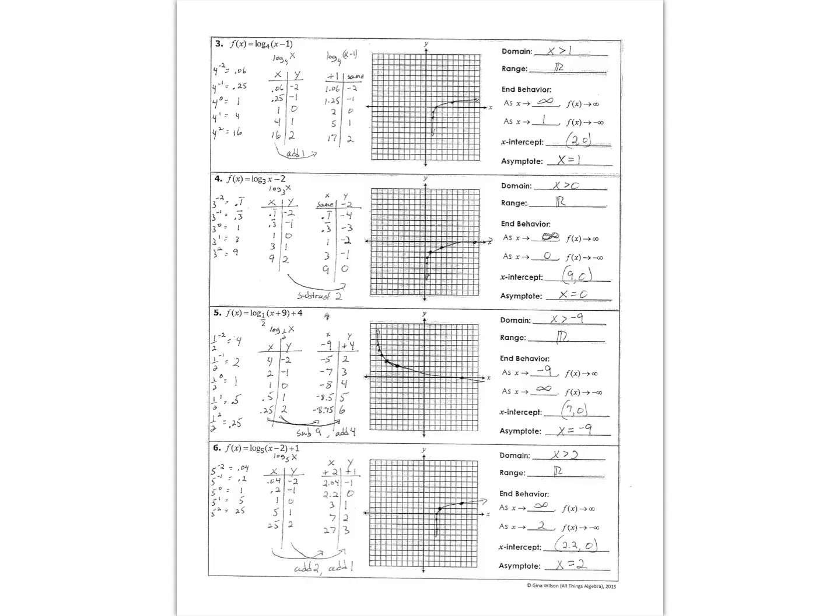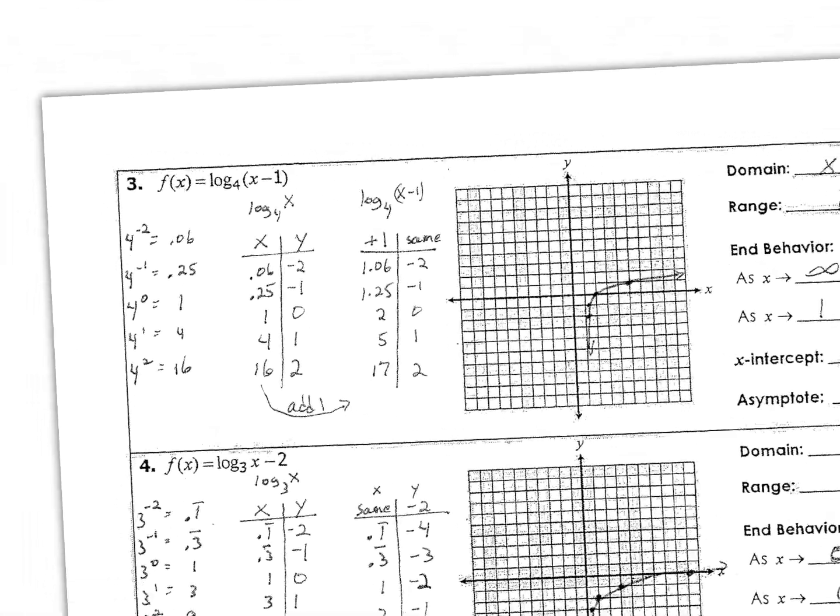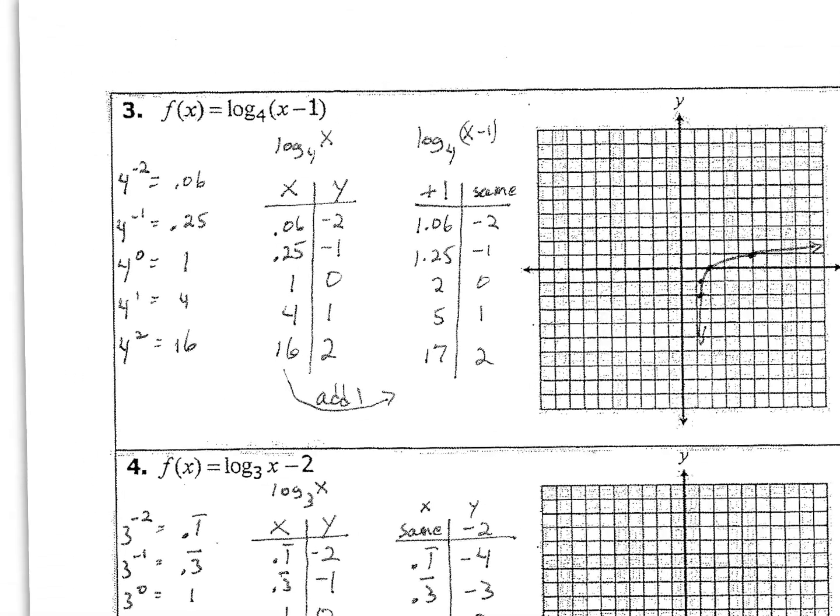So in number 3, let's just zoom in here. Let's just look at the table first. Okay, so we have this function f of x equals log base 4 of x minus 1. So the difference here inside these parentheses with x, we have a minus 1. This is going to affect our vertical asymptote. Think about it. The vertical asymptote is when this value cannot equal 0.